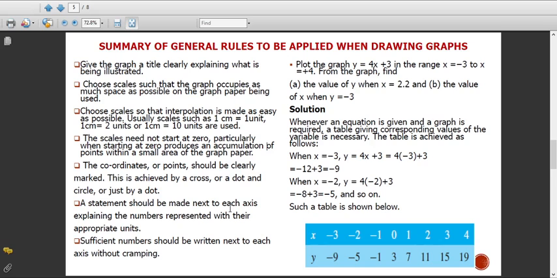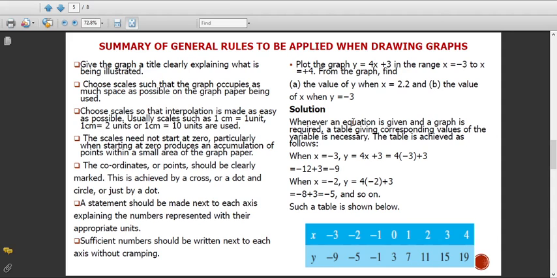So an example here, if we want to plot a graph of y is equal to 4x plus 3 with a range of x from -3 to +4. Then we are supposed to find the value of y when x is 2.2 and also find the value of x when y is -3.